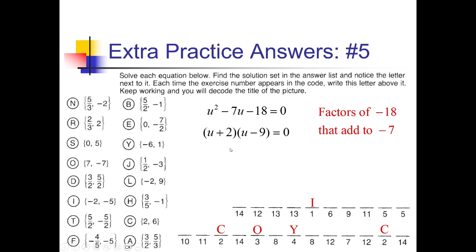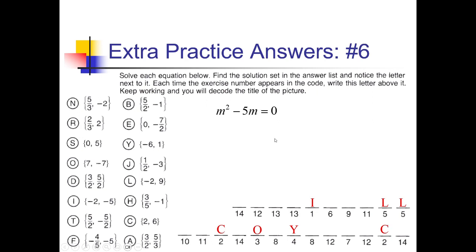So we've got u plus 2, u minus 9. And then to zero each of these out, I need u equals -2 and +9, because 9 minus 9 is 0. And those two answers can be found right here under choice L. And this was number 5. So we're putting an L next to this 5, and the other 5 right next to it, actually. And double checking, it looks like that's it.